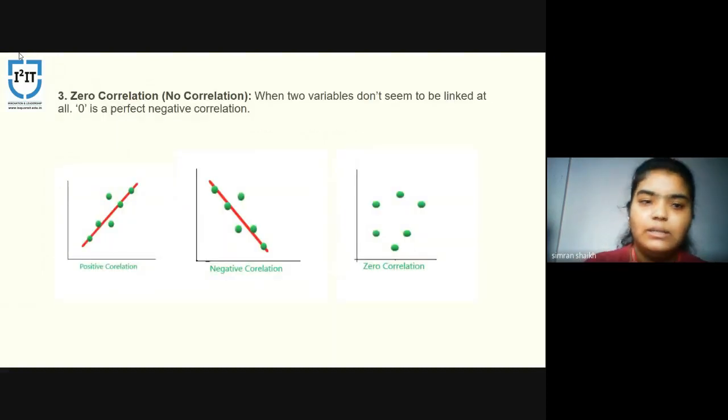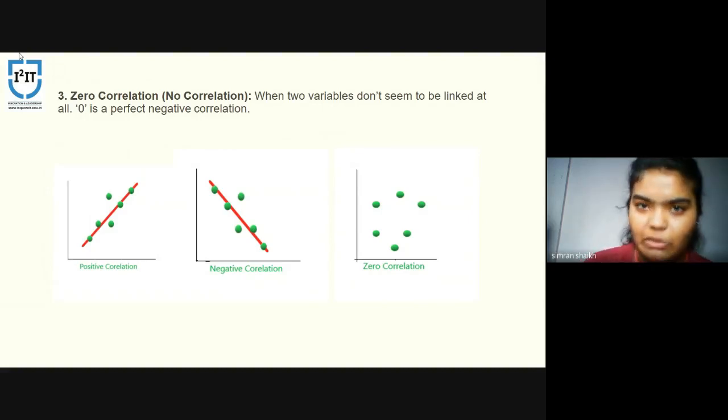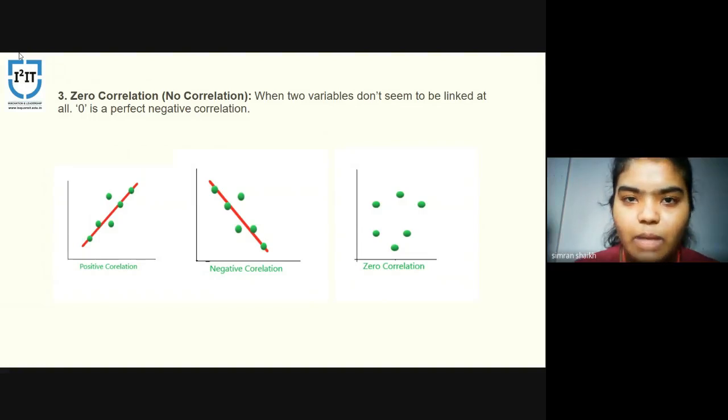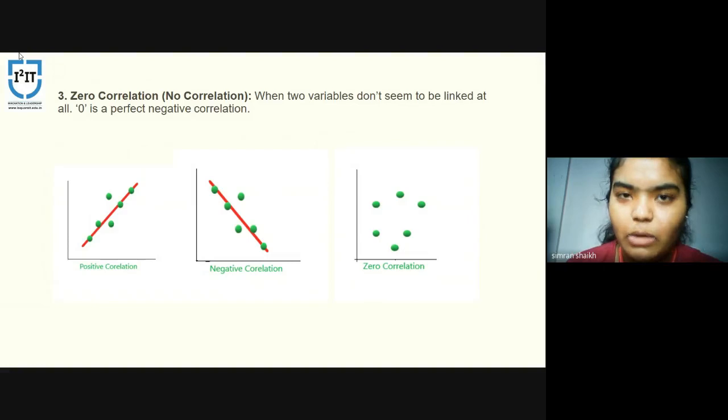Now, zero correlation or no correlation. That means when two variables are totally not related to each other. That means when two things are not even related to each other. Like it's raining today and today I'm giving my speech. They're not related to each other, right? Or you can say the amount of tea you are having and the amount of intelligence you are having.